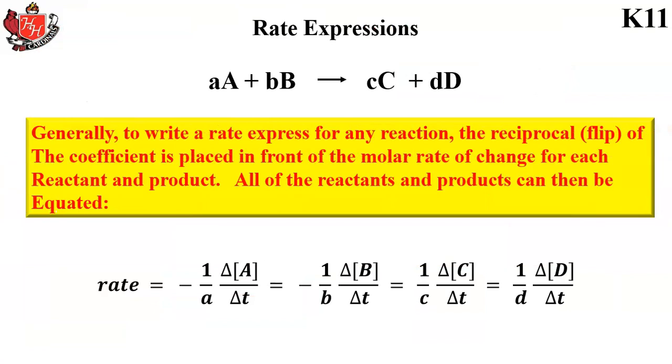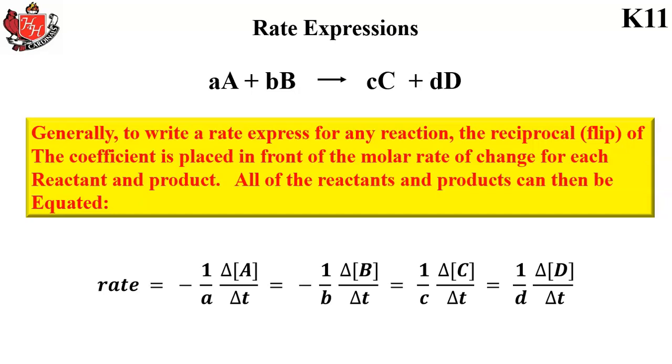Generally, to write a rate expression for any reaction, the reciprocal, that is, you flip the coefficient, is placed in front of the molar rate of change for each reactant and product. All of the reactants and products can be equated in the following way. So if you have a moles, let's just say that number is 3, of substance A, then in the rate expression you would write 1 over a, or 1 over 3 in my example, times the change in concentration of A over change in time. Similarly, the small b in the second reactant, you would flip that over and make it negative 1 over b. Again, both the reactants are decreasing in concentration. They're going down, so it's a negative sign.